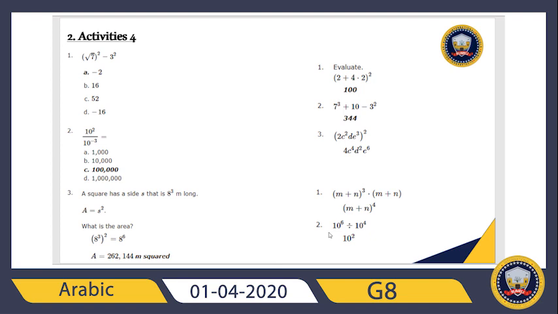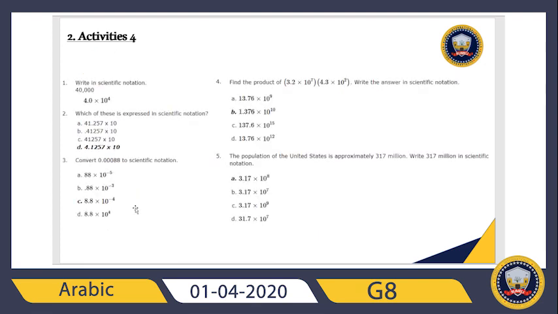Very good. Now 10 to the power of 6 divided by 10 to the power of 4. Of course, the same base, and this is division, so you subtract the power. So it is 10 to the power of 6 minus 4, that is 2. So 10 to the power of 2.